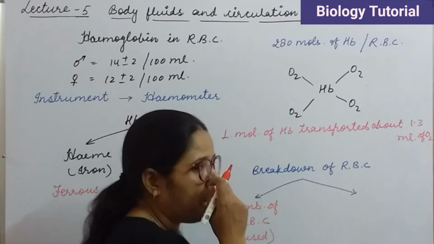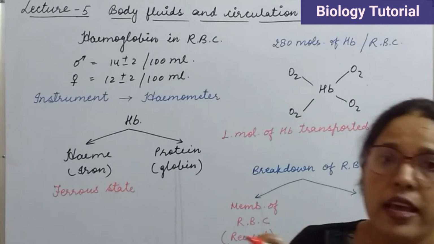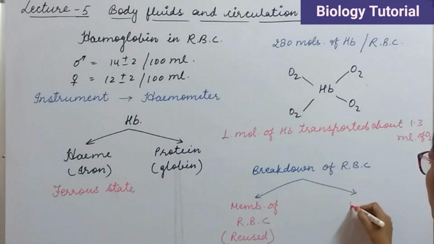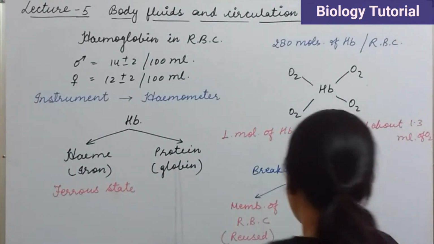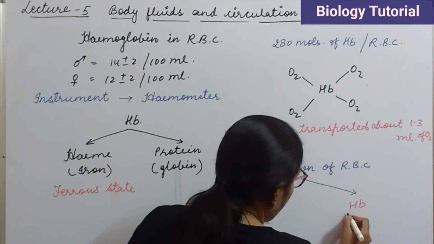And the second part is called the hemoglobin part. This hemoglobin part is going to be released. This hemoglobin part has three components. Clear? So here are the three components of hemoglobin.